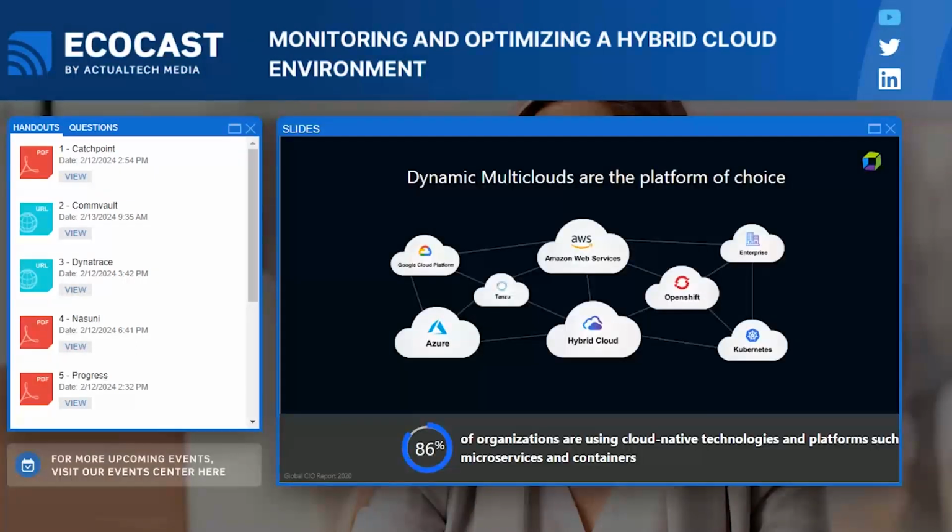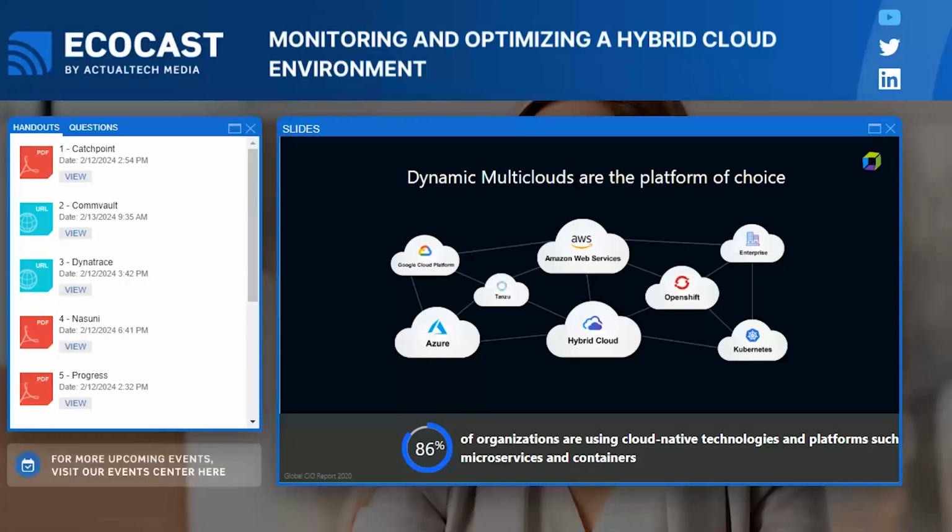So with that, a few stats. We know that dynamic multi-clouds are truly the platform of choice. I'm sure many of you on the call can relate to this. You're probably leveraging a hybrid cloud environment of your own, whether you've started off on-prem, are using Kubernetes, or leveraging hyperscalers in some sense, whether that's Google, AWS, or Azure. 86% of organizations are using cloud-native technologies and platforms such as microservices and containers.